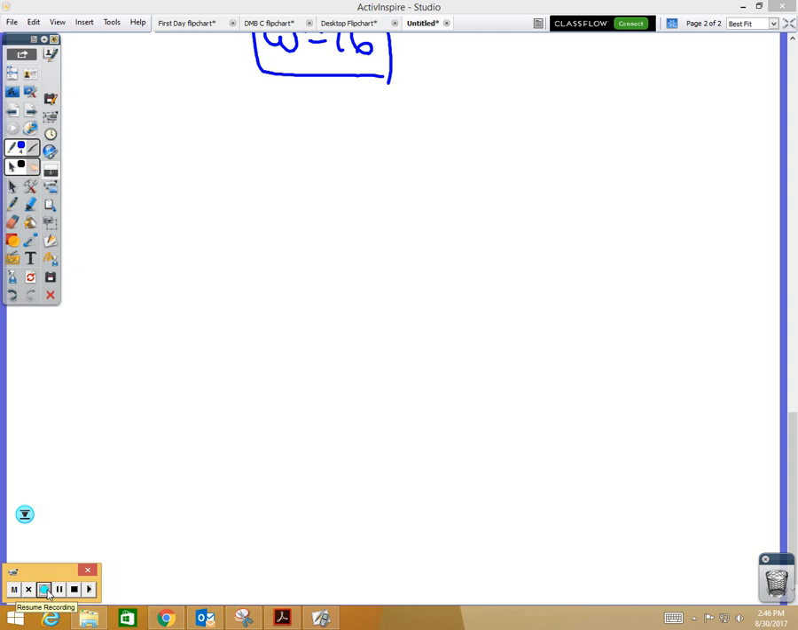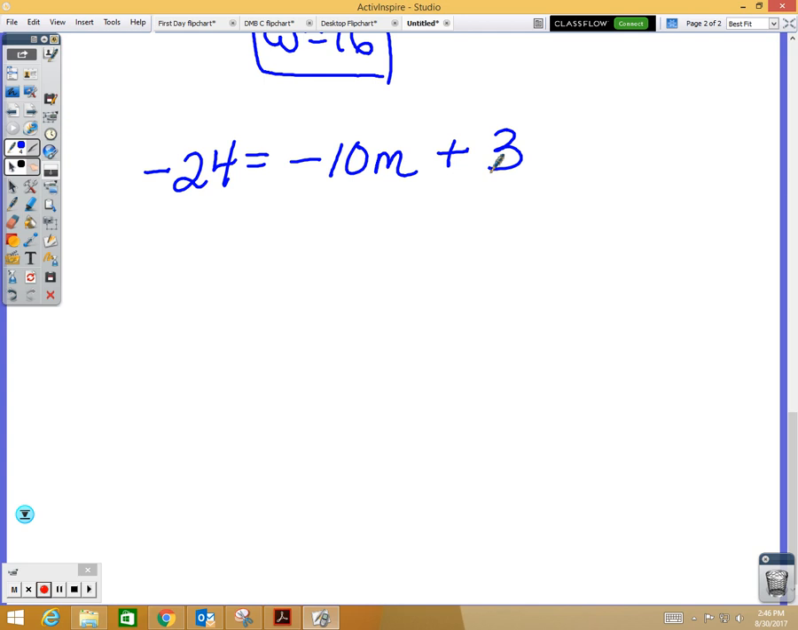How about if we have negative 24 equals negative 10m plus 3. So now my variable's over there on the right-hand side, but my goal is still the same, to get that variable by itself. What is my first step? Minus 3. What is negative 24 minus 3? Good.